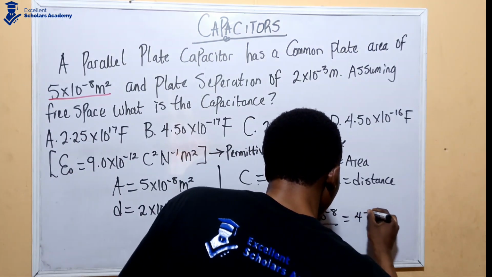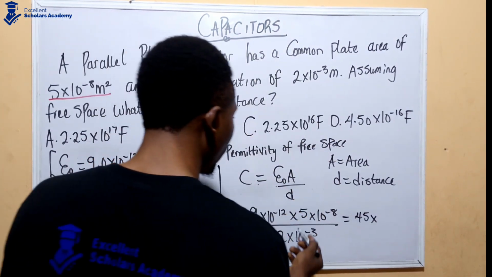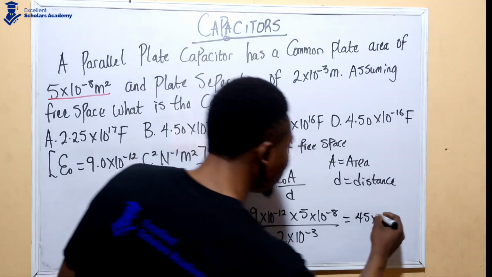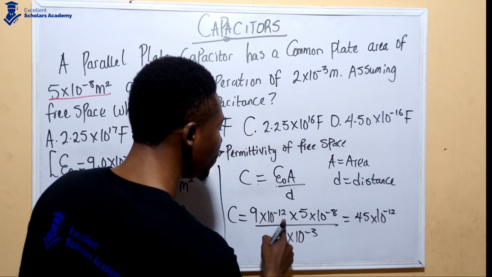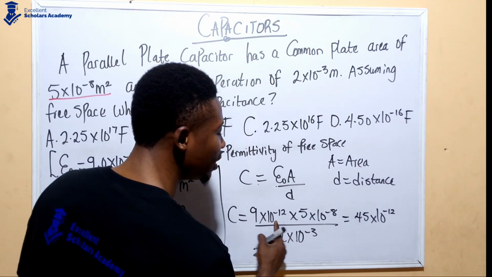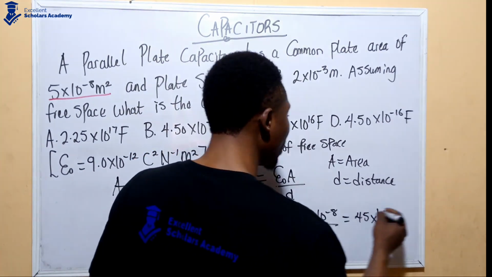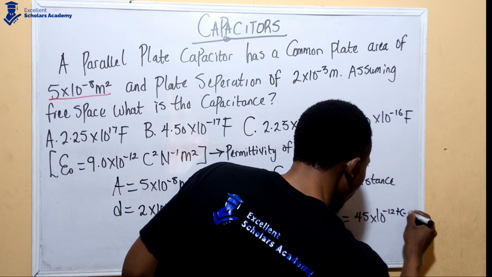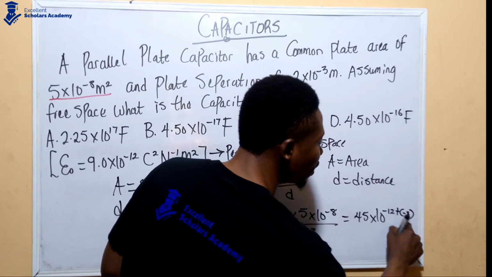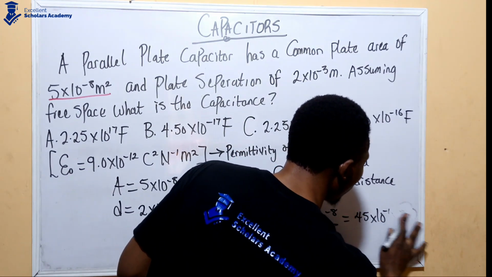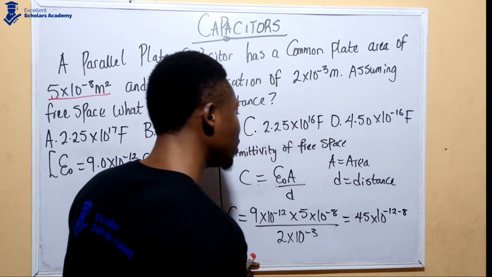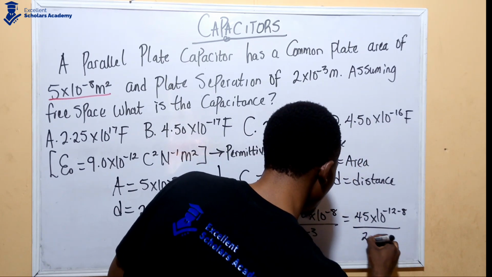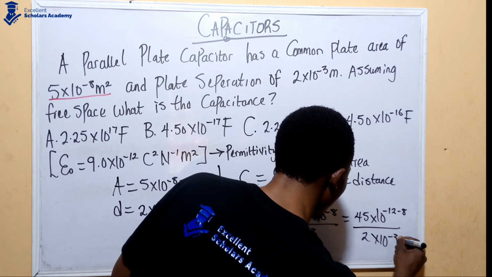So this becomes 45 multiplied by 10 to the power of minus 12. We're going to add it to this because, according to the law of indices, this is 10 and this is 10, so we add their powers. So it's going to be minus 12 plus minus 8, and plus times minus gives us minus. So it's minus 12 minus 8, over 2 times 10 to the power of minus 3.